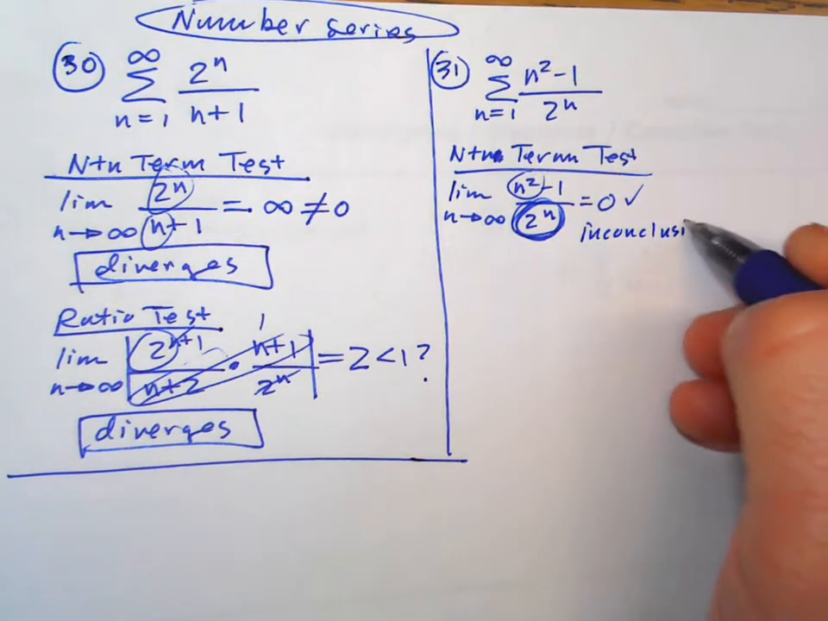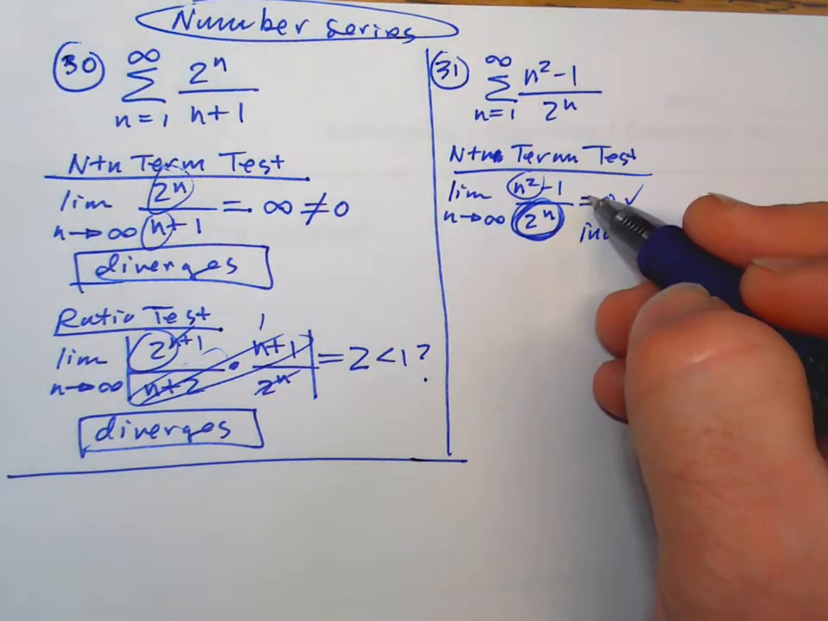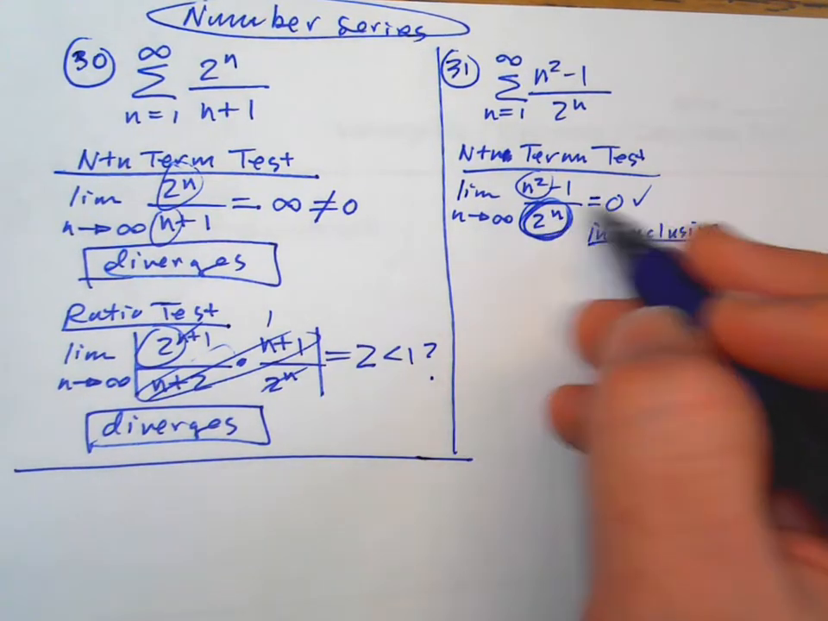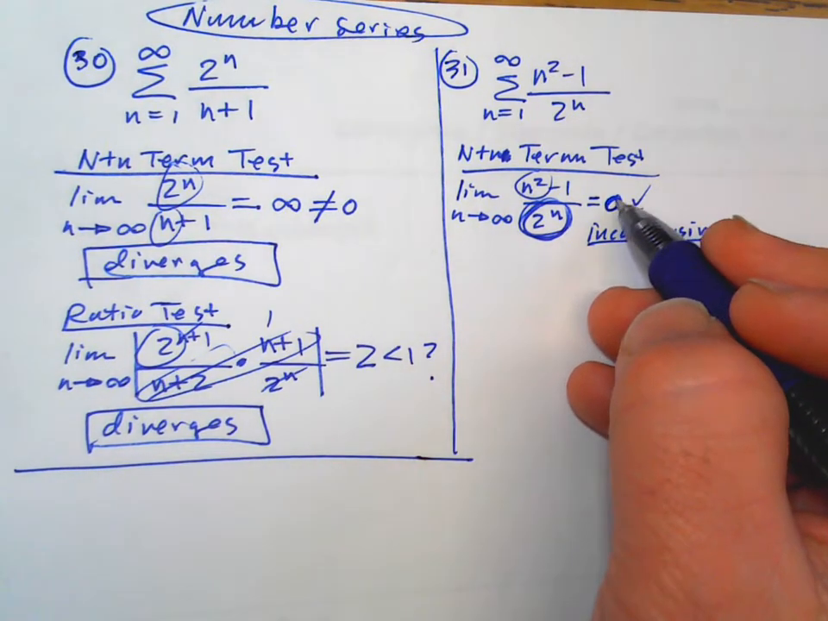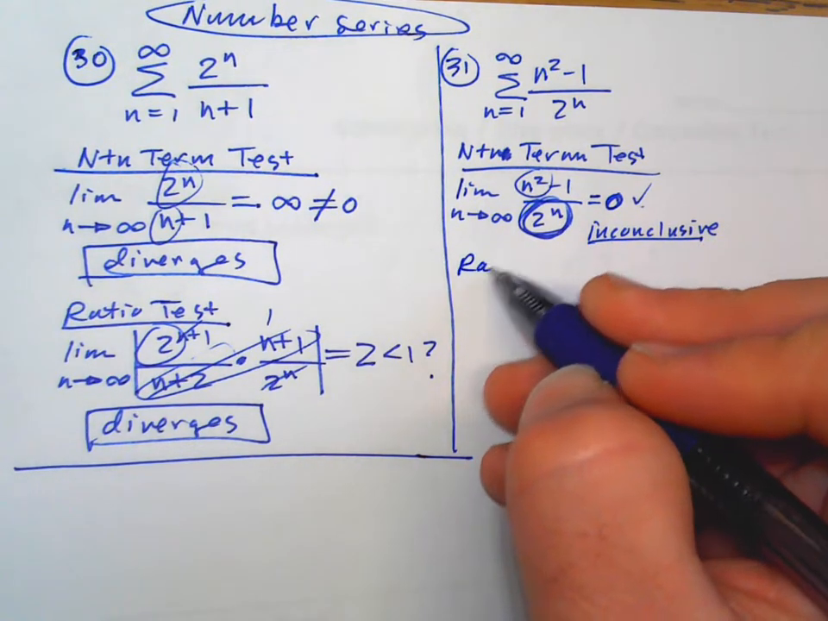This does not mean it converges. It means it might converge, it might diverge. So this is inconclusive. You cannot say anything. You can show me that it passes the test, but that's not enough. So we're going to go to the ratio test.